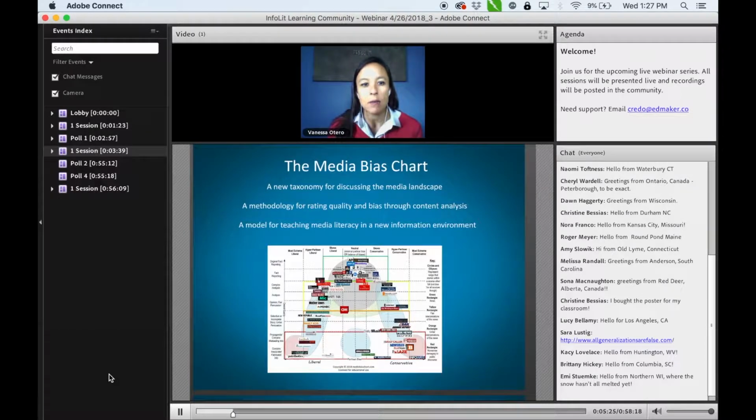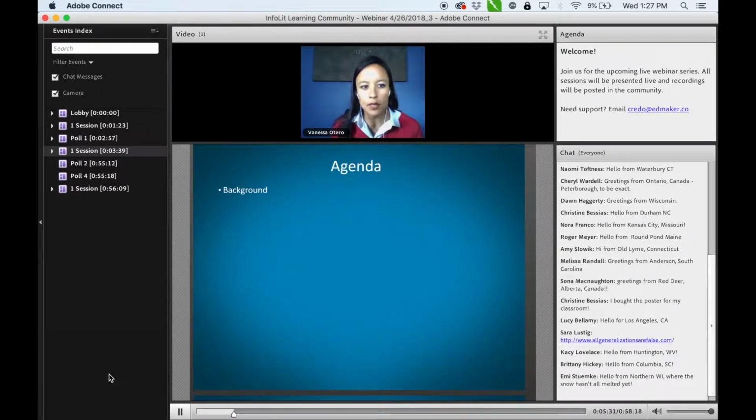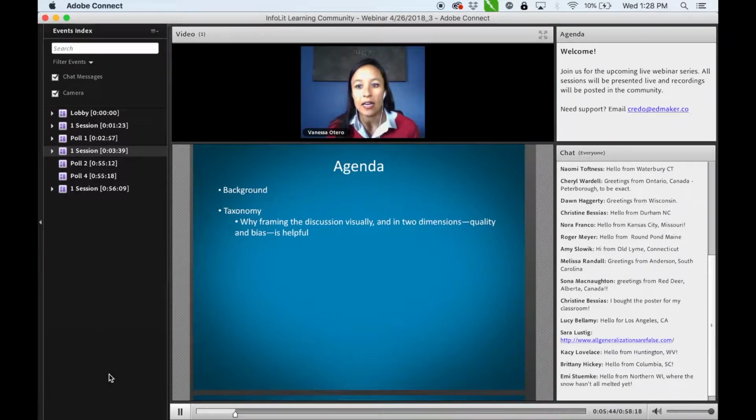And it's also become a model for teaching media literacy in a new information environment. So let's just jump right into it. We'll go over my background and the background of the chart today. We'll talk about that taxonomy, and in particular, why framing the discussion visually and in 2 dimensions for both quality and bias is really helpful.